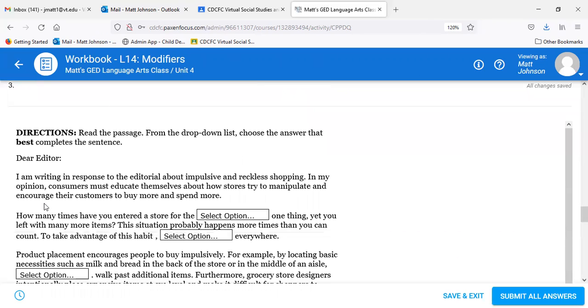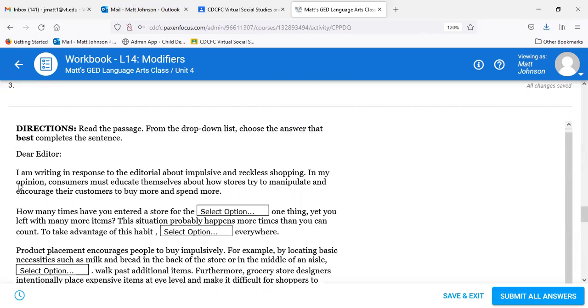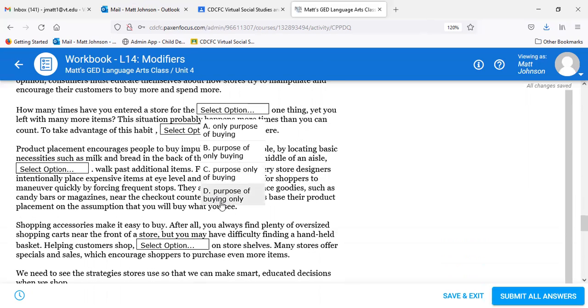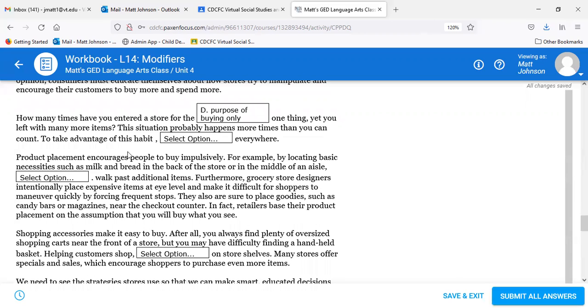All right, next one. I am writing in response to the editorial about impulsive and reckless shopping. In my opinion, consumers must educate themselves about how stores try to manipulate and encourage their customers to buy more and spend more. How many times have you entered a store for the purpose of buying only one thing?